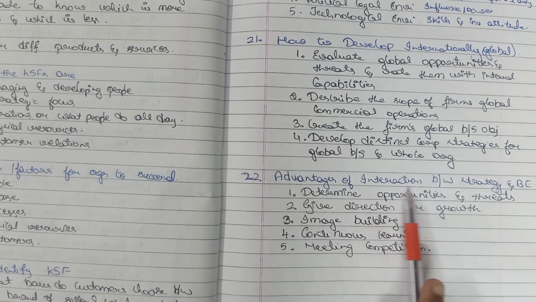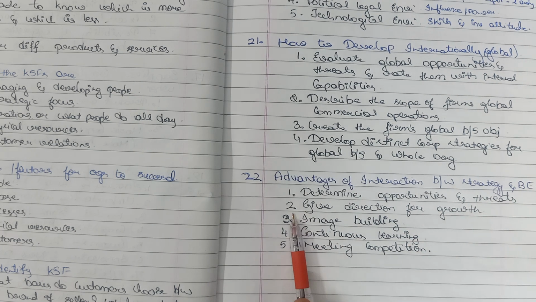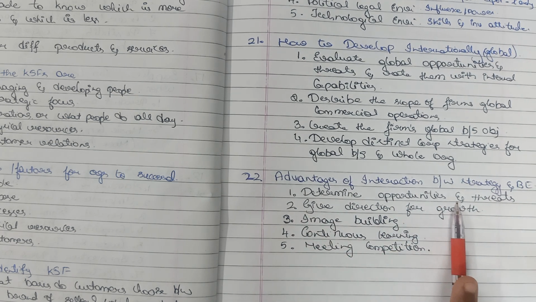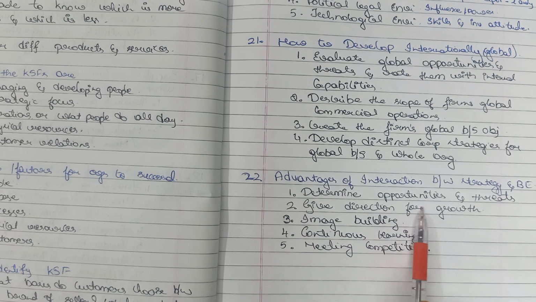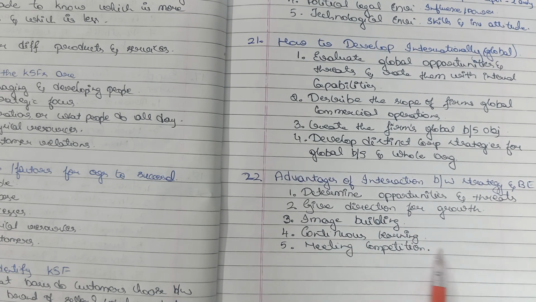Advantages of interaction between strategy and business environment. Those are: determine opportunities and threats, give direction for growth, image building, continuous learning, meeting competition.